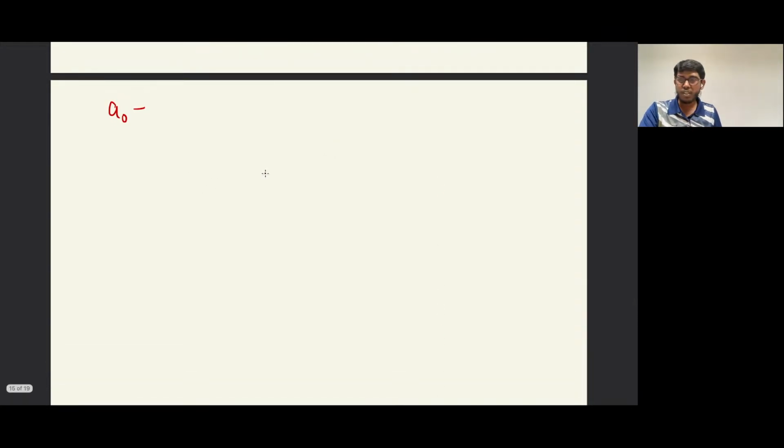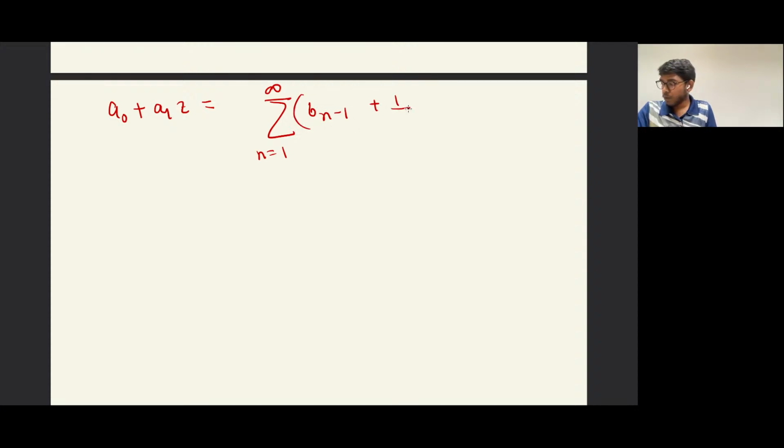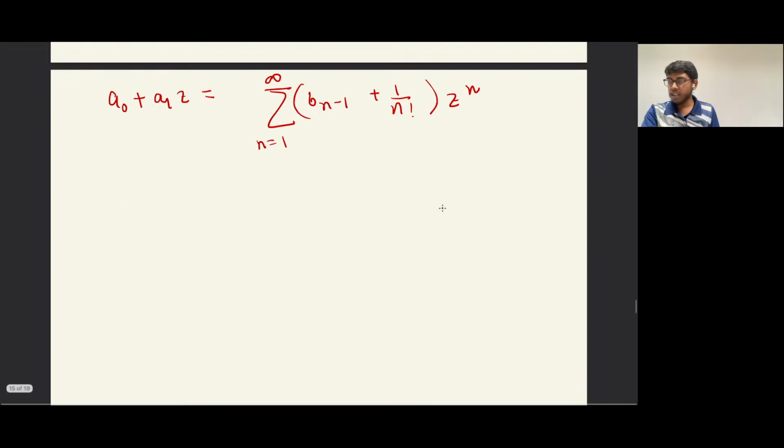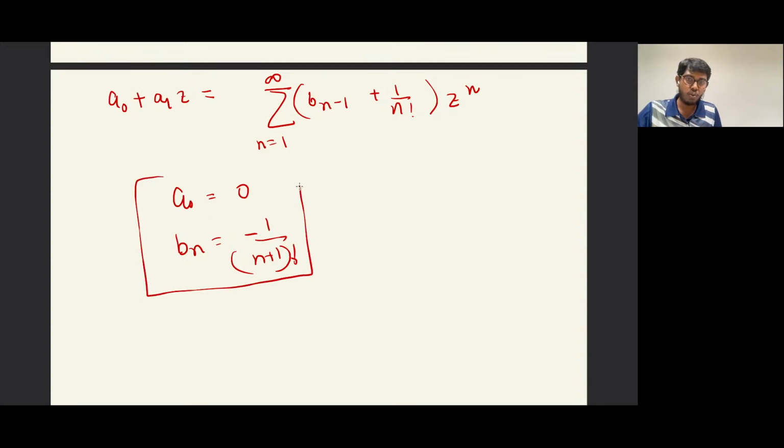If you do the computation, it's not very difficult. You'll get A0 plus A1z equals summation n equals 1 to infinity of Bn minus 1 plus 1 by n factorial z to the n. And this will give me A0 equals 0 and Bn equals minus 1 by (n plus 1) factorial. You can check this. I don't want to go through the computation; you are very good in computations, even better than me. So Bn is basically this.